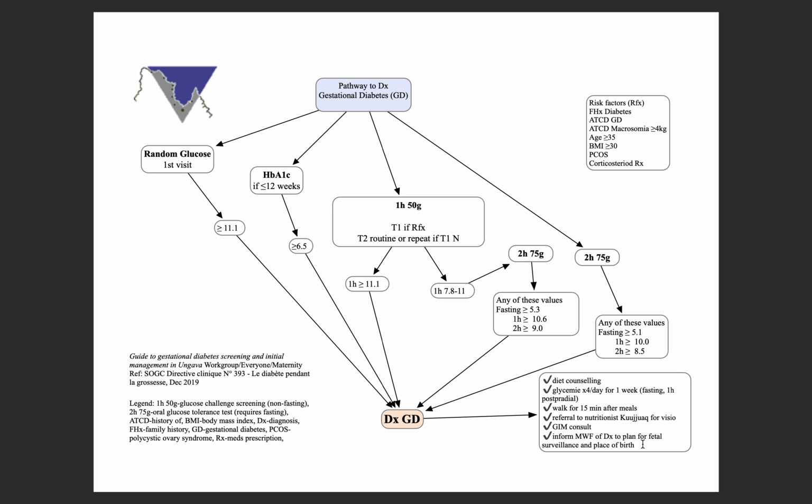Also, please inform the midwives in Kuujjuaq because we'll need to make an arrangement for third trimester fetal surveillance. Those babies with gestational diabetes, especially poorly controlled gestational diabetes, have a slightly higher risk of stillbirth. And we want to avoid that by doing better fetal surveillance, more than just the regular routine belly check and asking about fetal movement. So let us know how we can make a plan for that.